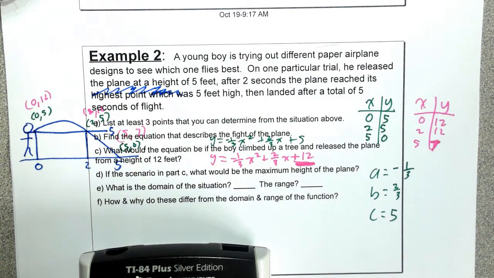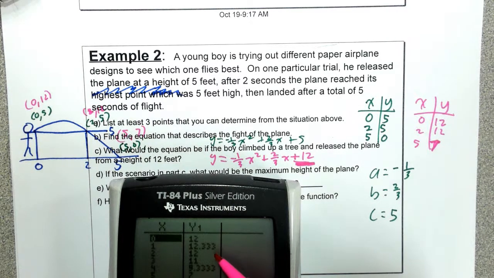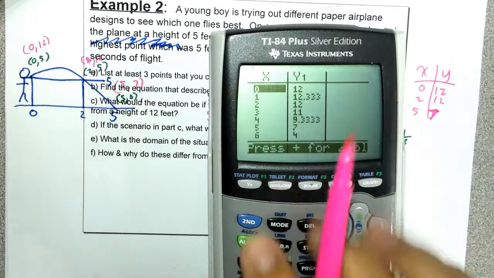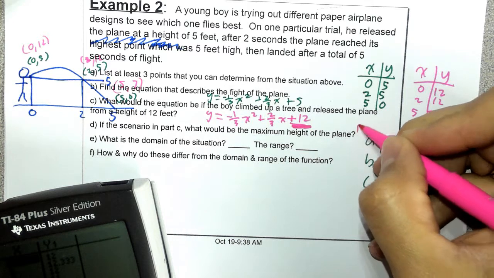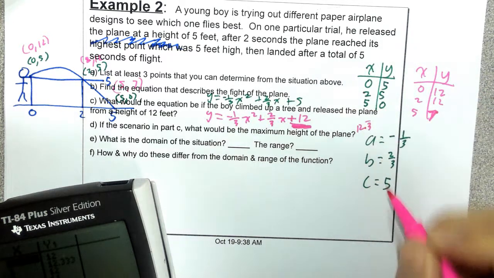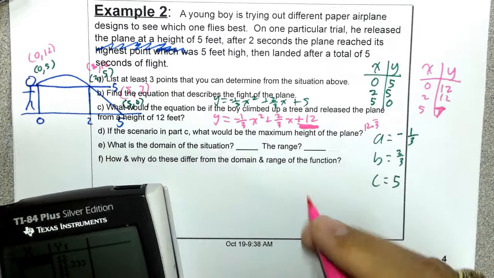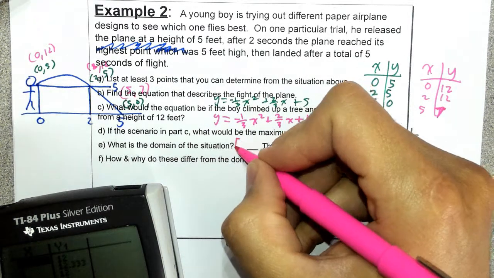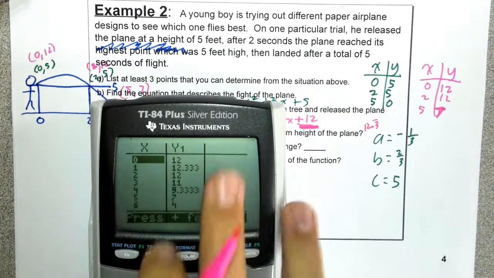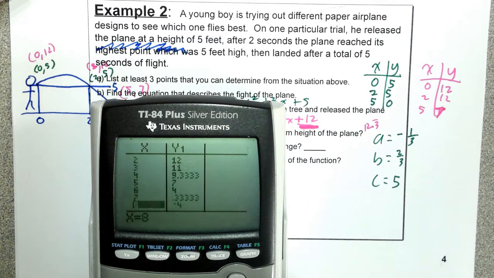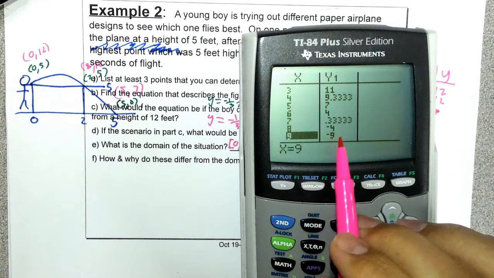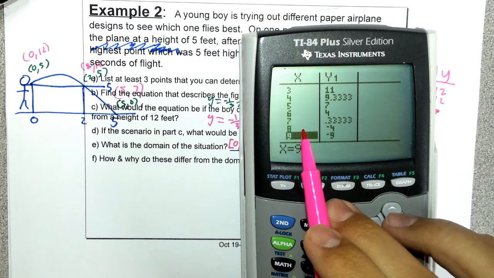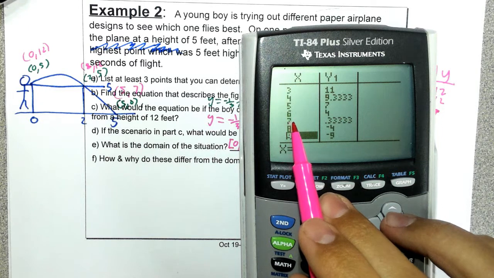Alright, what's the maximum height of the plane? I'm going to go ahead and look at the table for that. Maximum height here is going to be 12 1/3. 12.3 repeating, or 12 1/3, however you're going to write that. Domain of the situation. Well, I told you the domain's going to go from 0, and now we need to figure out when it's going to hit the ground. Oh. It hits the ground somewhere between 7 and 8. It looks like it's pretty close to 7.